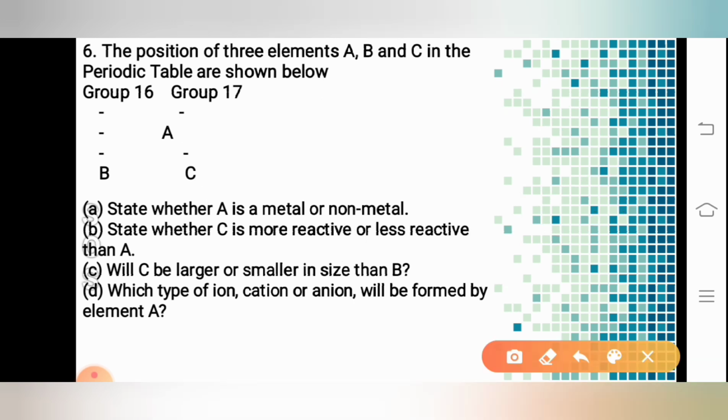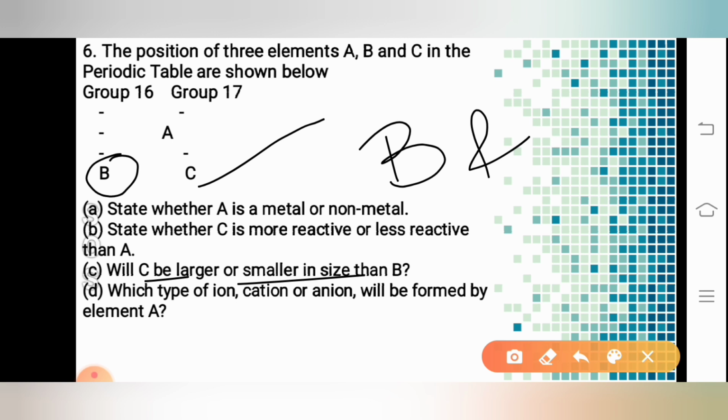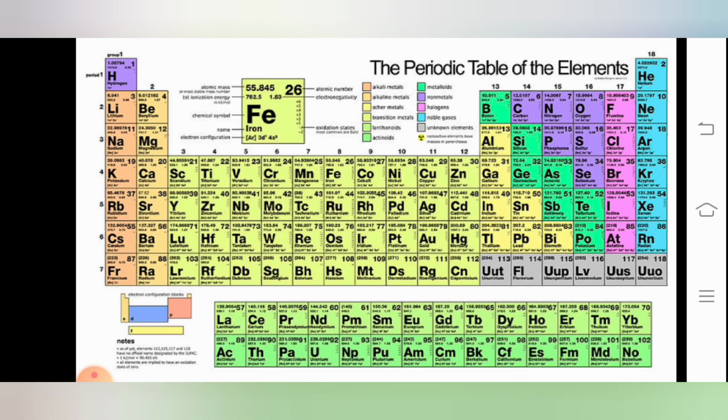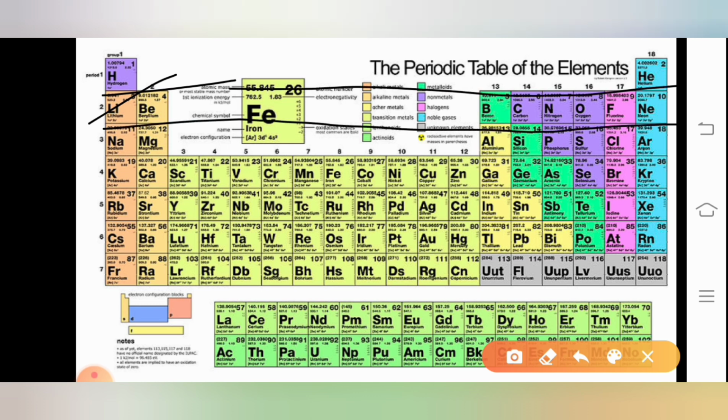And the next question is, will C be larger or smaller in size than B? They are asking, will the element C be larger or smaller than the element B? Now if we look at the elements B and C, they are present in the same period. Correct? And you know that elements present in the same period have the same number of shells. For example, if you look at the second period, the elements present in the second period have the same number of shells, but the number of electrons keeps on increasing.